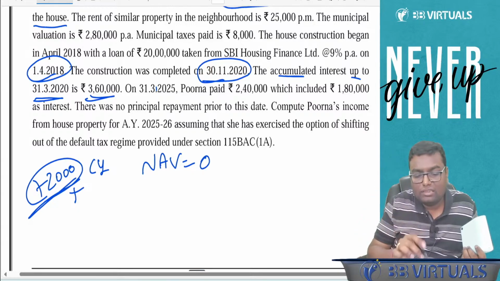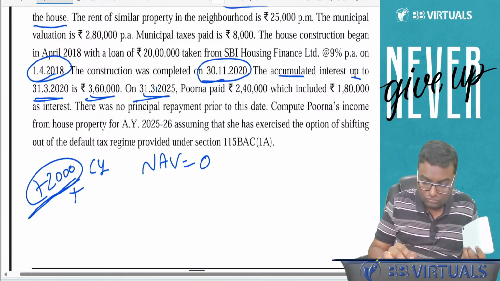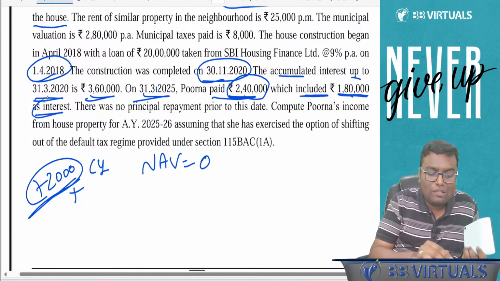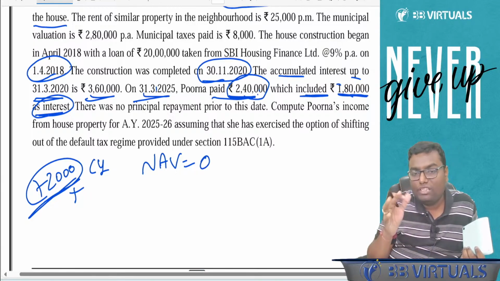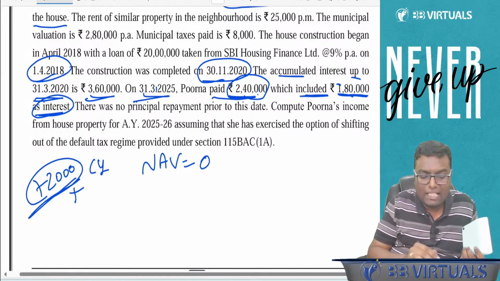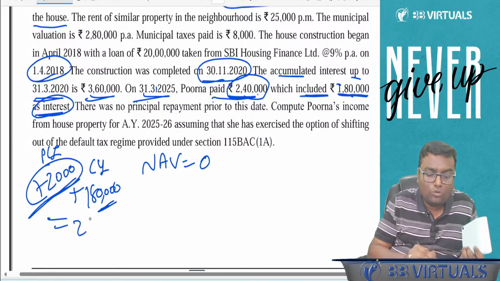Now they have written further. On 31st March 2025, Purna paid 2,40,000 which includes 1,80,000 as interest. So the balance will be principal repayment, for which we are supposed to do nothing. We are supposed to do something with interest. And how much is the current year interest? 1,80,000. So current year interest is 1,80,000. Pre-construction interest is 72,000. Total deduction I want to claim is 2,52,000.